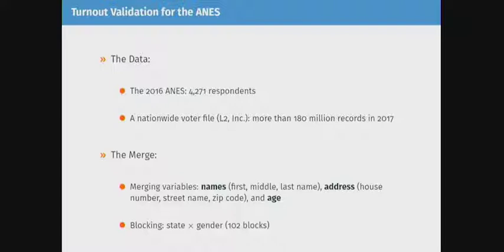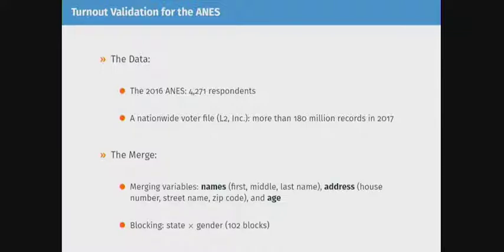In terms of the blocking scheme, we need to reduce the number of comparisons, because if you compare a data set that has 4,300 respondents with 180 million records, you're going to be making trillions of comparisons. So to reduce the number of comparisons, I conducted this merge in 2 stages. I subsetted the data by state and gender, which gives me 102 subsets, and I conducted a merge there. That's what we call a within-state merge, so we're allowing people to either move within the state or remain in the same place of residence.